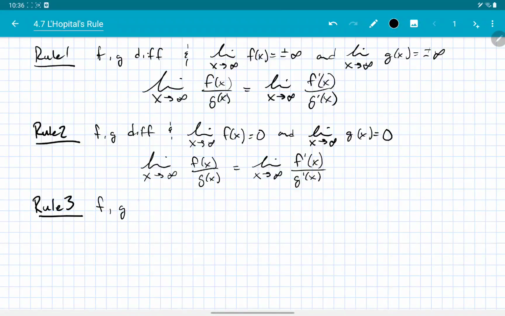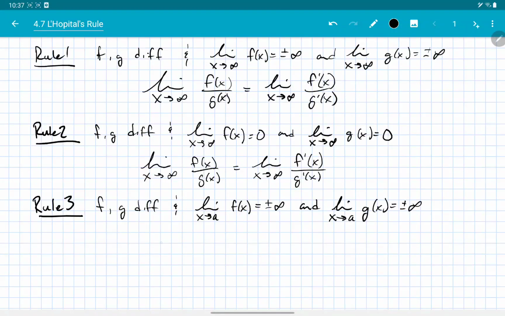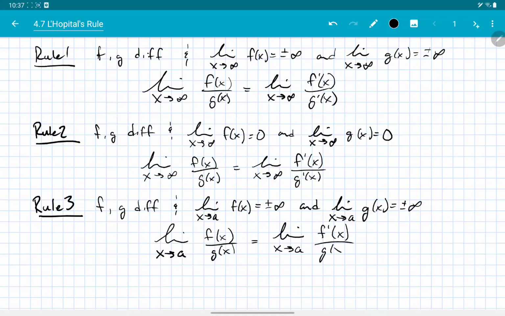Here again we have f and g are differentiable functions, and the limit as x approaches some finite value a of f of x is plus or minus infinity, and the limit as x approaches some finite value a of g of x is plus or minus infinity. Then L'Hopital's rule applies. So not only can we do this for limits at infinity, we can do it for limits at finite numbers if we're getting something like plus or minus infinity in both the numerator function and the denominator function.